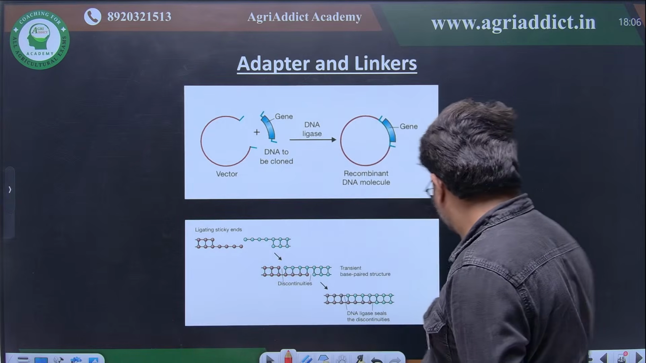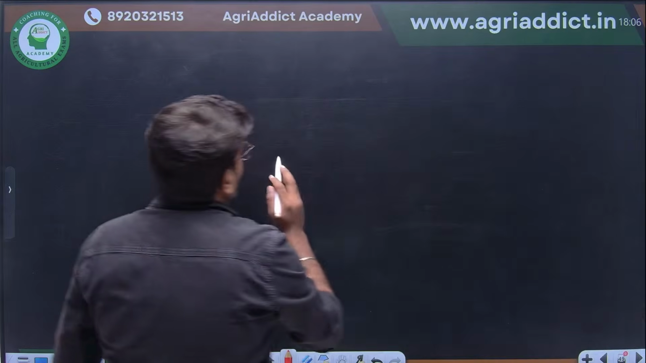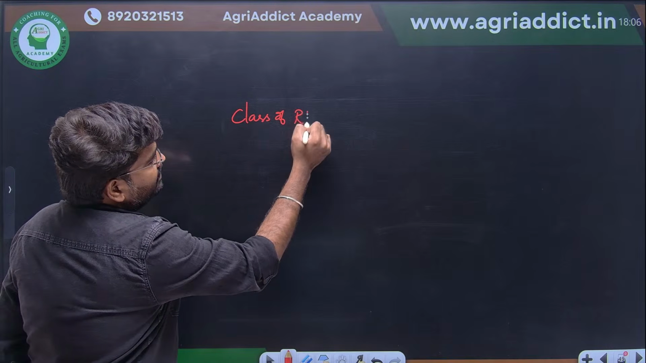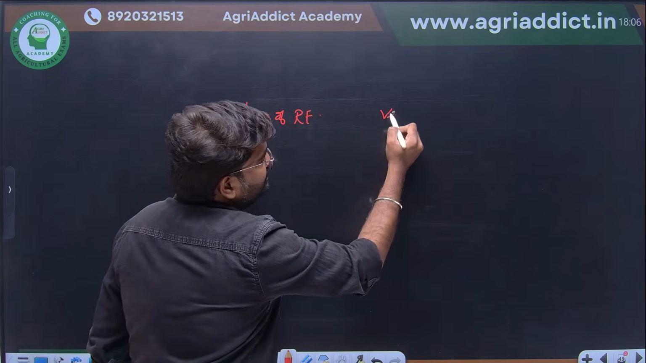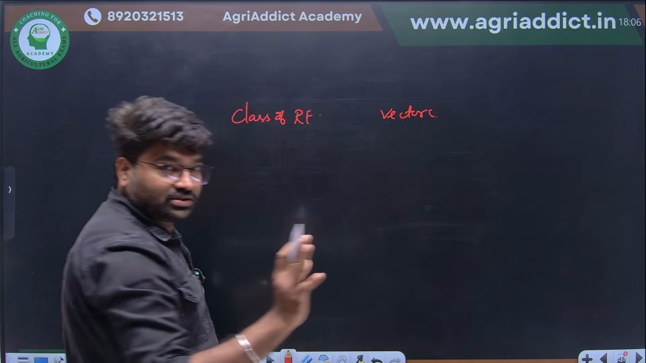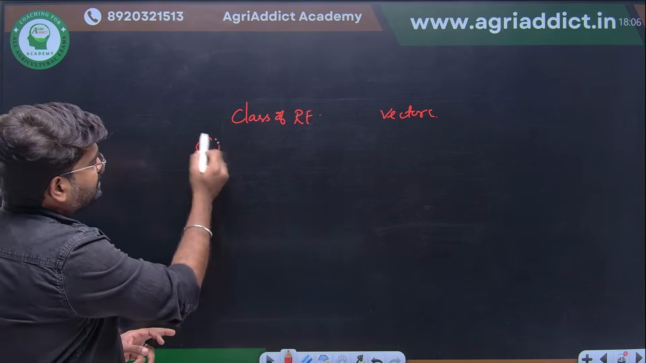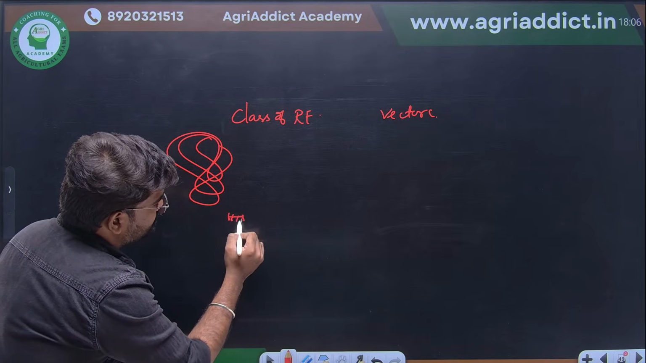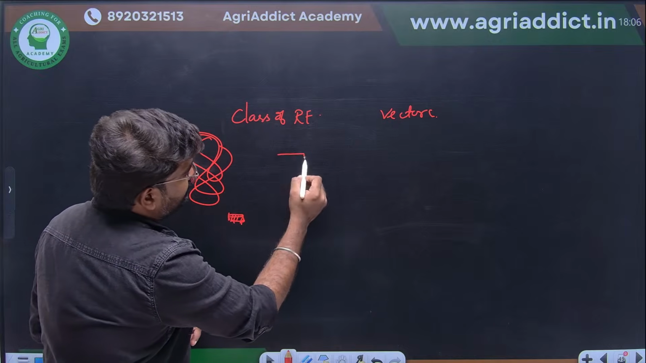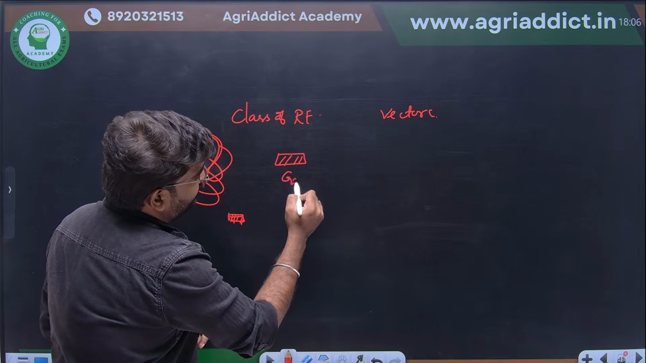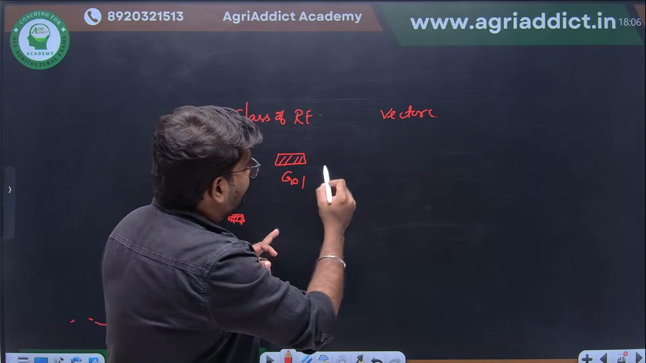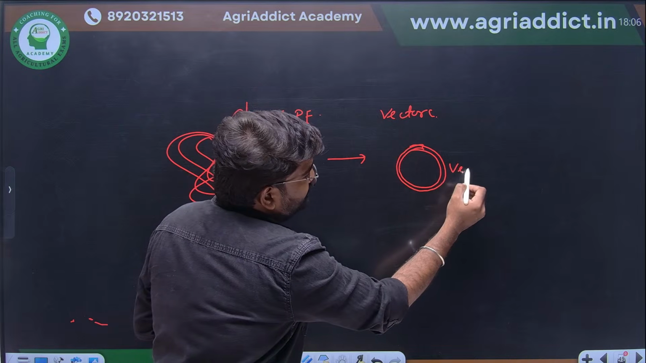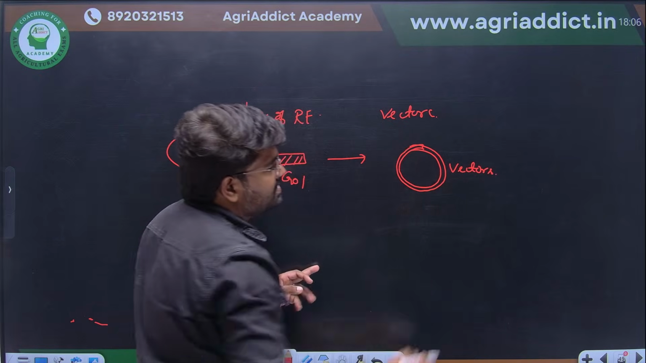So far, we have seen different classes of enzymes, restriction enzymes, and what vectors are. If you see, this is the genomic DNA. From this genomic DNA, I have isolated the gene of interest. This is my gene of interest. This gene of interest has to be cloned in a vector. This is the vector. We have discussed about the vectors.